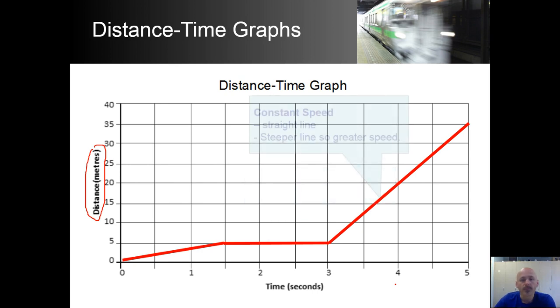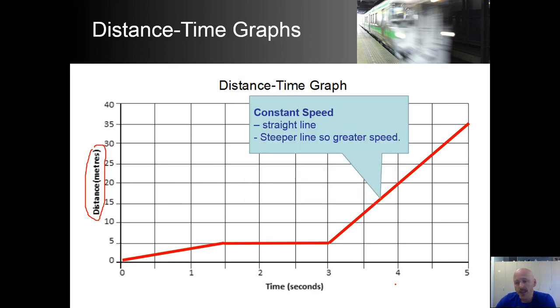The third part of the graph, we can see, is a straight line again, so there's constant speed, but we notice that the line is steeper than the first part of the distance time graph. This tells us that the speed is greater. So the steeper the line, the faster the object is moving.